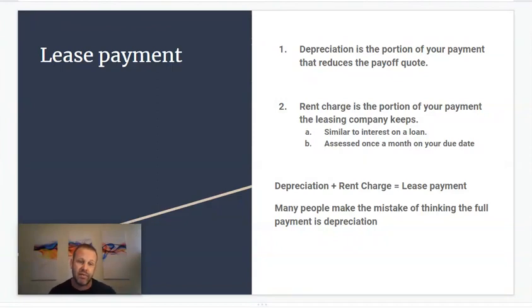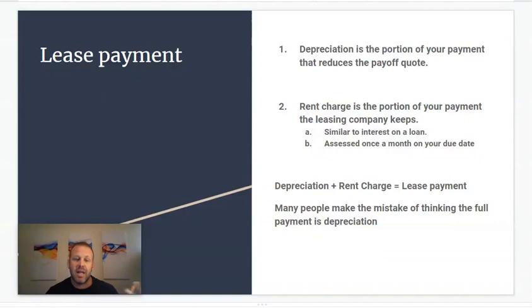Just like we said before, the money factor is like the interest rate, and that determines what your rent charge is. So your rent charge is the portion of your payment that the leasing company keeps. Similar idea to principal and interest. In a lease, it's depreciation and rent charge. Every time you borrow money, most of the money goes to the balance you owe, and then some of the payment goes to the lender. On a lease, instead of paying a daily interest like you would on a loan, it's a monthly assessment. It's included in your monthly payment. So each month, as you make a payment, some of the money goes to depreciation and some goes to the lender. So depreciation plus rent charge equals your lease payment.